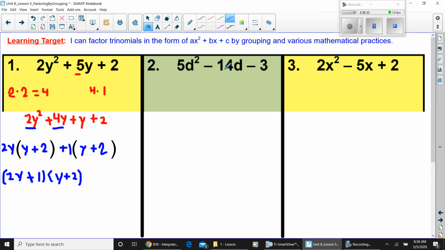Take a look at number 2. I'll do that one with you as well. So you have no greatest common factor, no greatest common factor that can be pulled out. That's how you know you have to factor by grouping. So you factor by grouping, A times C, right? So 5 times a negative 3.